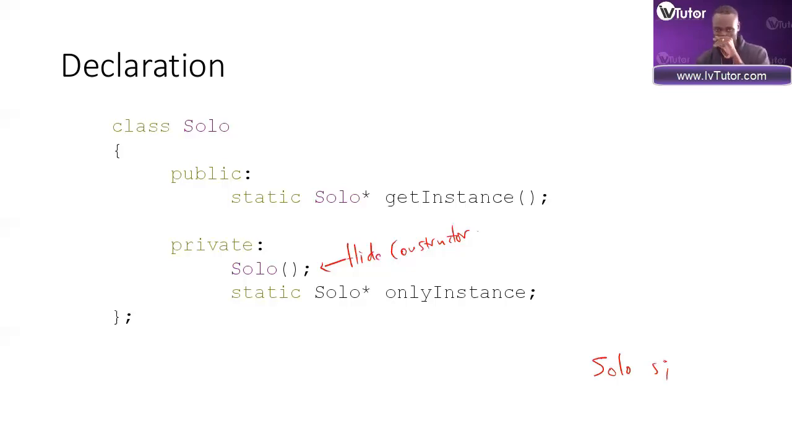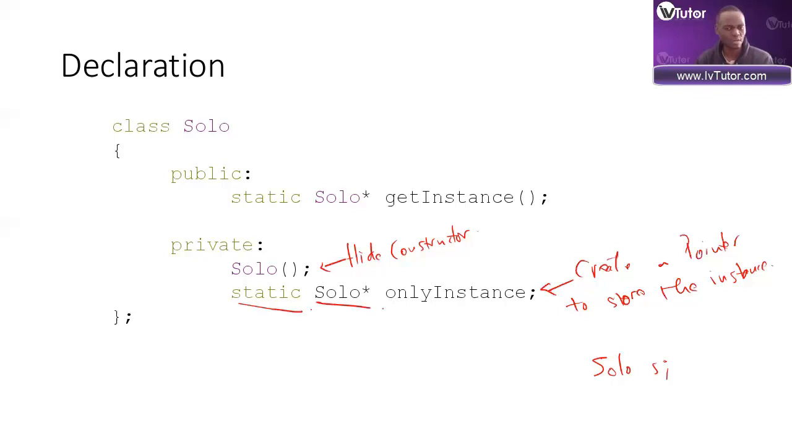So what you then do is you create a variable that you are going to use to store that instance. And this is what you do here. Create a pointer to store the instance. Now, one key thing I want you to understand on this pointer here is that it's static. And why is it static? This is very important to understand, why we make the pointer static, right?